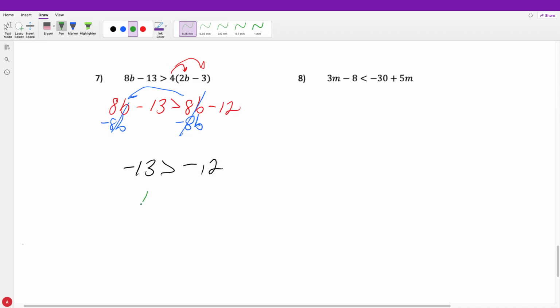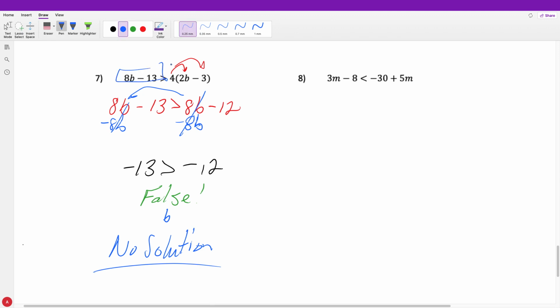Well, is that a true statement? No, that one is false. Negative 12 is greater than negative 13. So remember, the false isn't your answer. It's what leads to your answer, and that means that this is no solution. So there is no value of x that we plug in will ever make this expression greater than the one on the right-hand side. All right, so it's the exact same thing that we were just doing before.